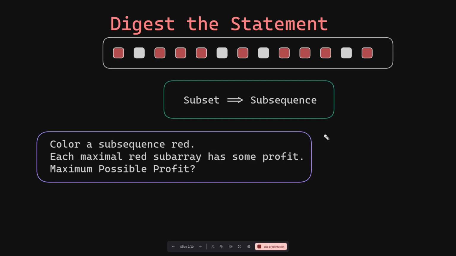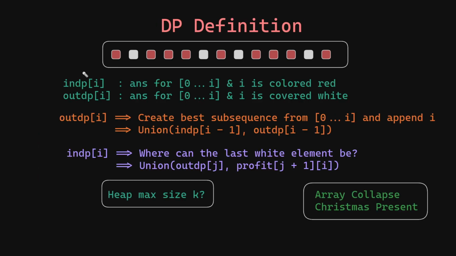So this is the final trimmed down version of the problem. That is, you color any subsequence red and then every maximal red subarray will have some profit. You need to find out the K maximum profits that are possible across all the configurations.